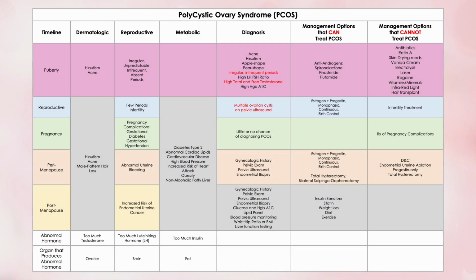So let's go on to the reproductive phase. That's where we'll discuss the abnormalities in your periods. Here's our chart. Focus on the blue row. With PCOS, as soon as you start having periods, you notice that your periods do not occur on a regular or predictable schedule. Instead, they're irregular, unpredictable, infrequent, or even absent altogether.